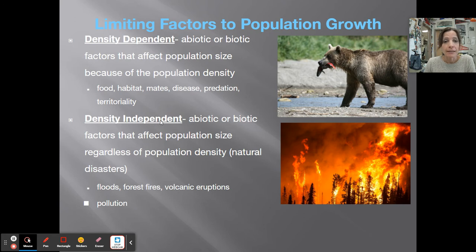Density independent factors can also be abiotic or biotic, and they affect the population regardless of what the density is. And I always think of this as natural disasters. So a flood is going to destroy a population, whether it's 5,000 or 500, right? It's not going to destroy a 5,000 population more than a 500. A forest fire, a volcanic eruption, it doesn't matter how big the population is, they're going to be affected the same way. And also pollution is density independent.